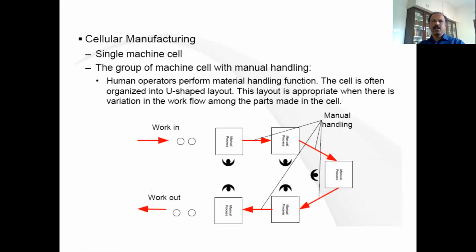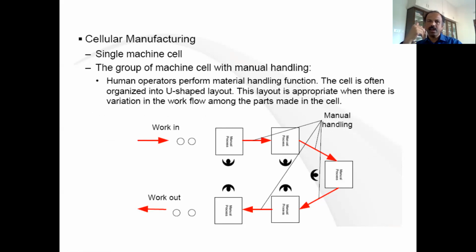Right. Now let us understand the classification of cellular manufacturing. Cellular manufacturing can be classified into the single machine cell. A single machine cell indicates that you will have only one machine dedicated to the production of a particular part, which is a rare case in a manufacturing scenario.